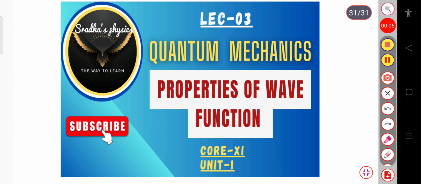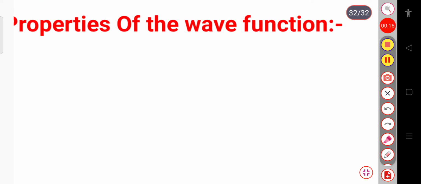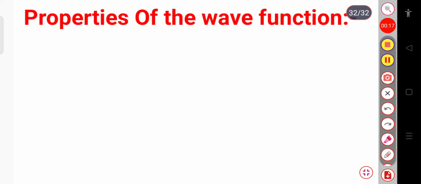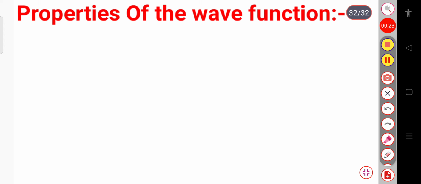So today we will see the properties of the wave function. Here we are continuing our lecture with quantum mechanics. So let us start. In the previous lecture we have already discussed the wave function, in the introduction to quantum mechanics. In that first lecture we have already discussed this wave function. It is denoted by psi. So this wave function psi defines the state function of the system.